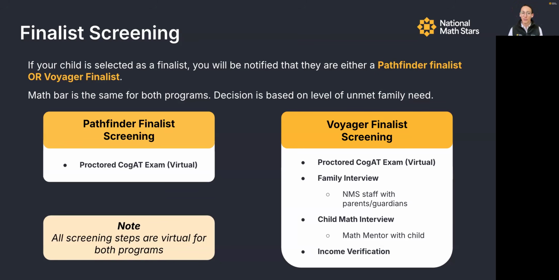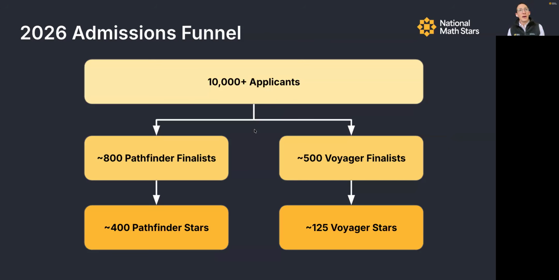That includes a family interview between our staff and you as parents, a math interview between a member of our math mentoring team and your child, and a formal income verification process. All of these steps are virtual, so if you're traveling or if you're away, that's not an issue. As long as you have access to a computer and internet connection, you can participate in the screening for both finalist steps. And so that helps us begin the narrowing process.